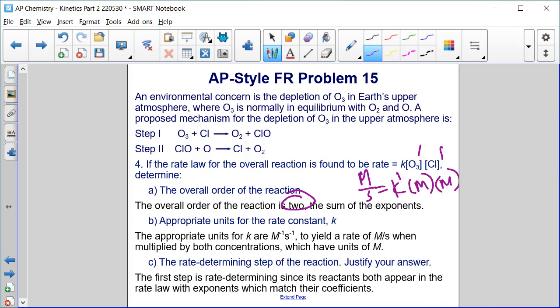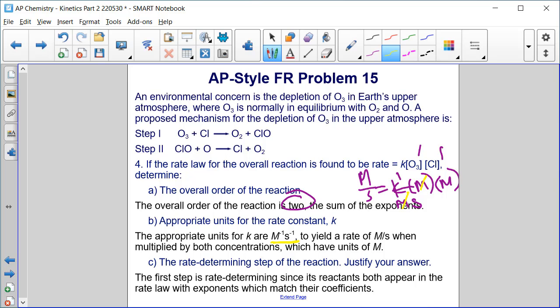It would have to be on the bottom 1 molarity and 1 seconds, because then when we multiply here, one of these cancels and I'm left with molarity per second equals molarity per second. So the units are 1 over molarity seconds, or molarity to the -1, seconds to the -1.